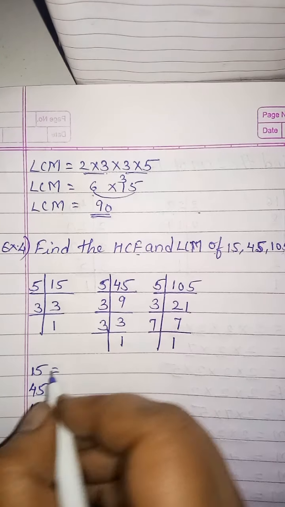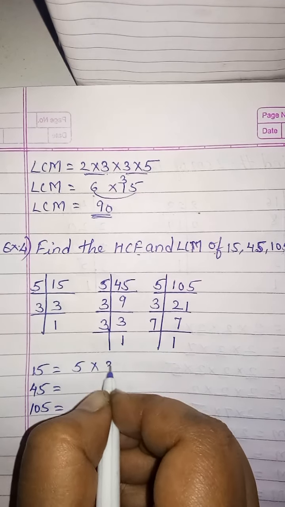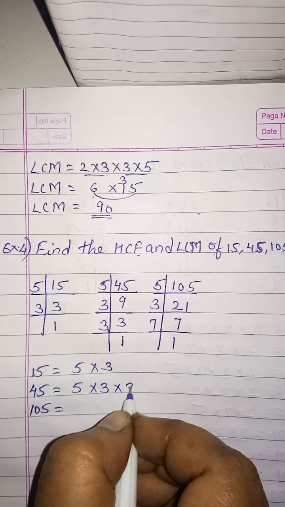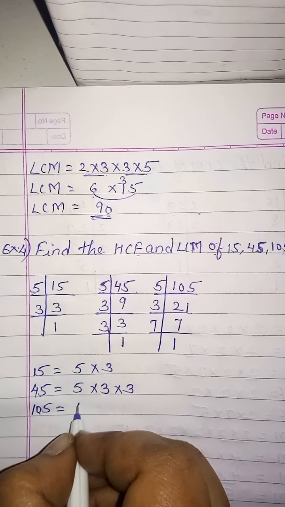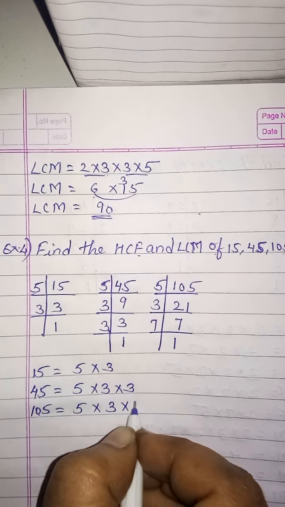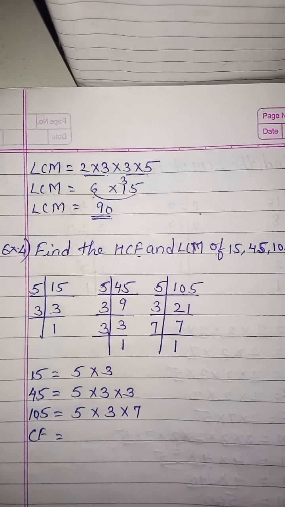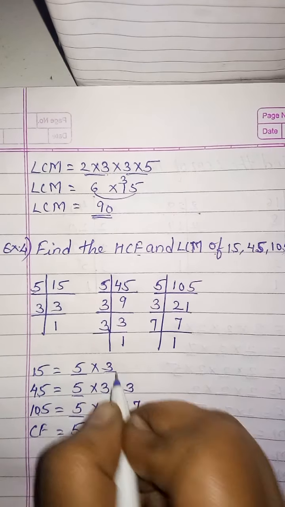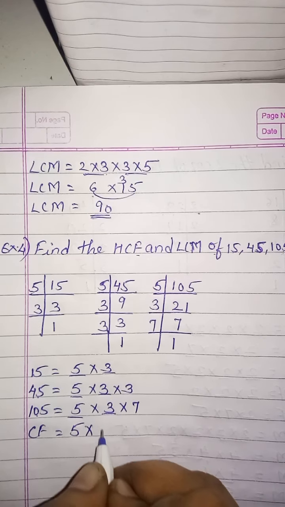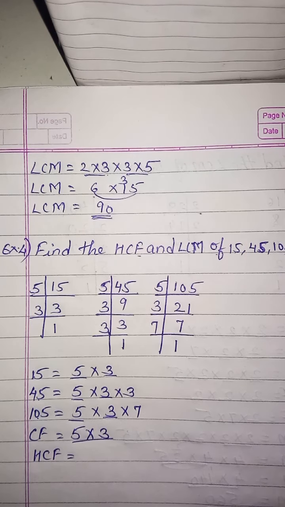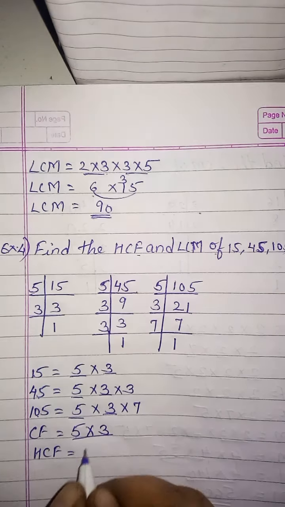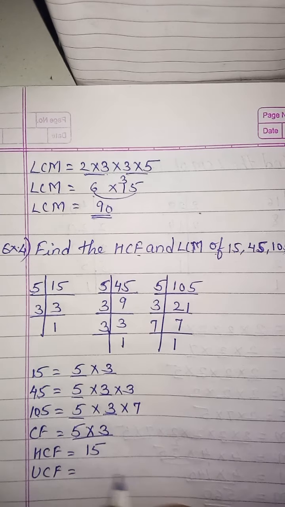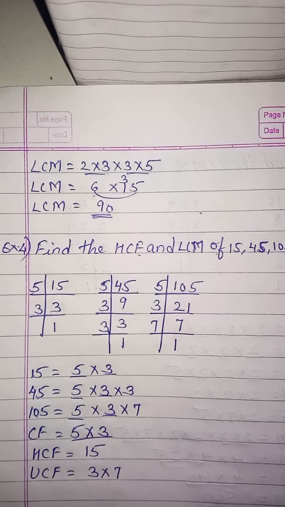Now we will write the factors of 15, that is 5 into 3, factors of 45, 5 into 3 into 3, factors of 105, 5 into 3 into 7. Now we will write all the common factors. 5 5 5 is common, again 3 and 3 and 3 is common. So our HCF is 5 3s are 15. Now we will write all the uncommon factors, that is 3 into 7.